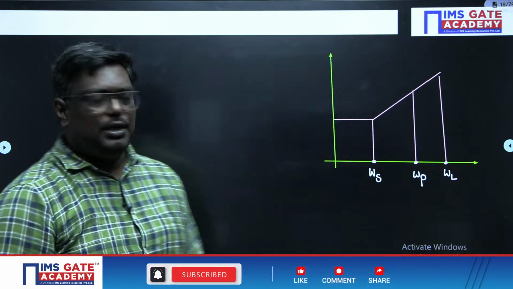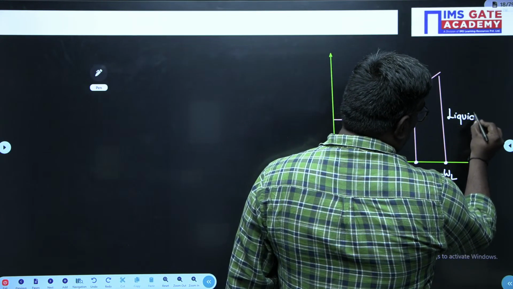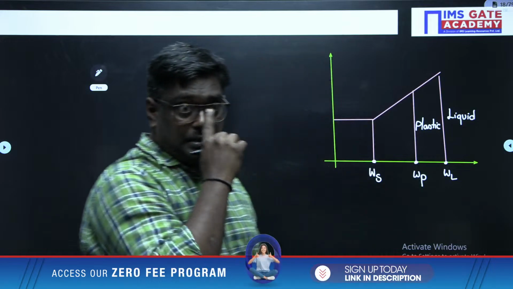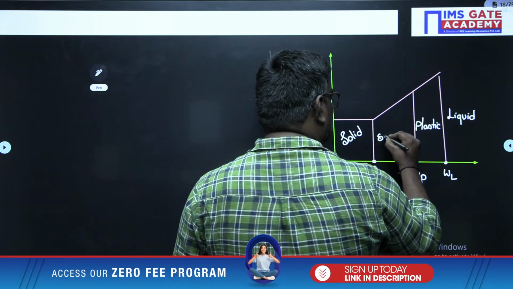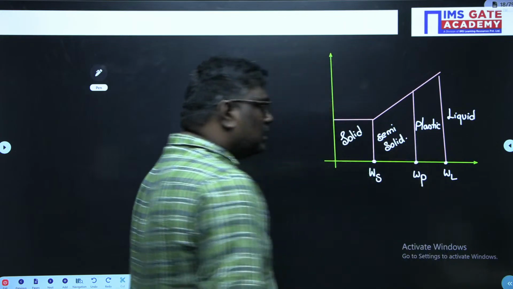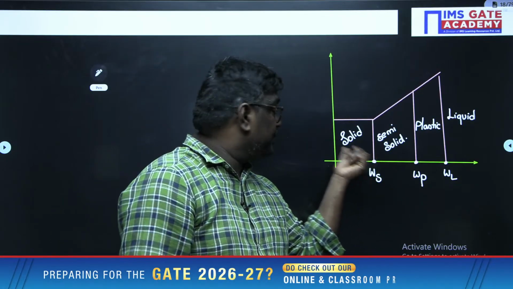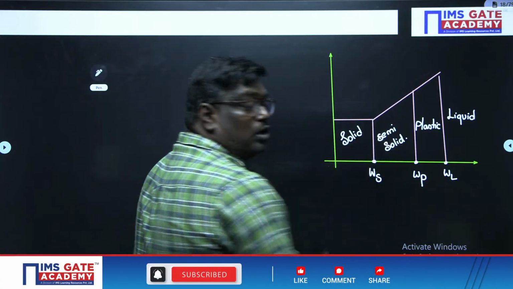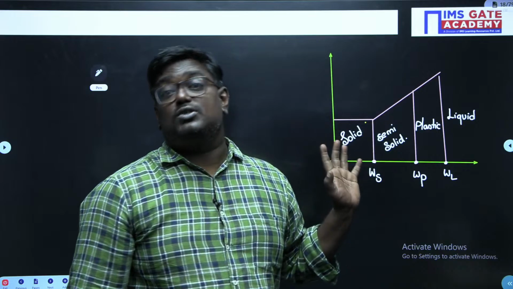Okay, here we call this as liquid state, this is plastic state. Okay, this is solid state, this is semi-solid state. So my dear students, when I ask you what is shrinkage limit, it is the maximum water content up to which any further loss of moisture does not cause any change in volume. Means up to shrinkage limit, the volume is constant.